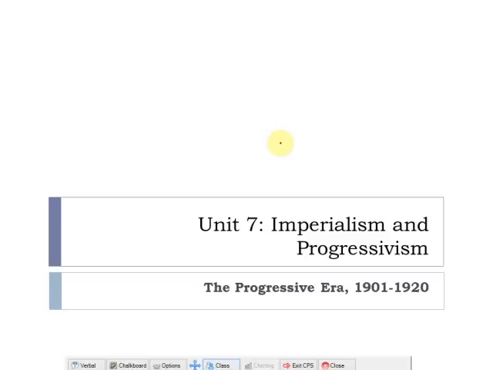In this unit, America is going to take the world stage, and they're going to start dictating. They're going to start telling Europe how to govern the world. They'll start telling Europe what's theirs. And so America is going to take more of an assertive role in Unit 7. But we're also going to talk about progressivism in this unit.